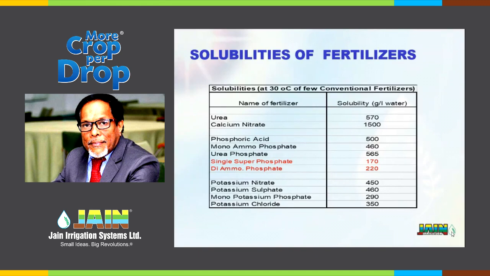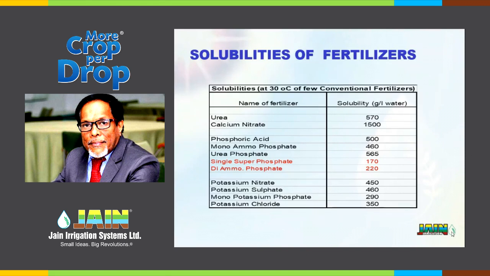So you can dissolve up to 570 gram of urea in 1 liter water. That is why in our fertigation recommendation, when we work with farmers, we say the reverse: take 1 kg urea, add 2 liter water, and you get a 100% dissolved solution. Calcium nitrate is very highly soluble, 1,500 gram per liter.